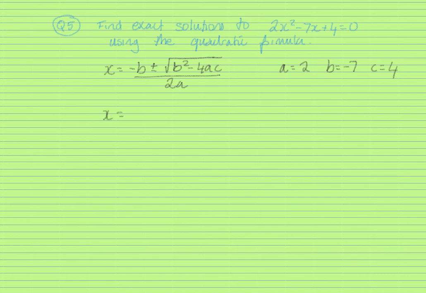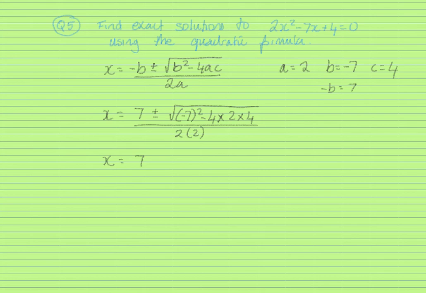So I'm going to plug those in. And just remember that if b is negative 7, then negative b is 7. So I'm going to write 7 plus or minus the square root of negative 7 squared minus 4 times 2 times 4, all over 2 times 2 because it's 2a.